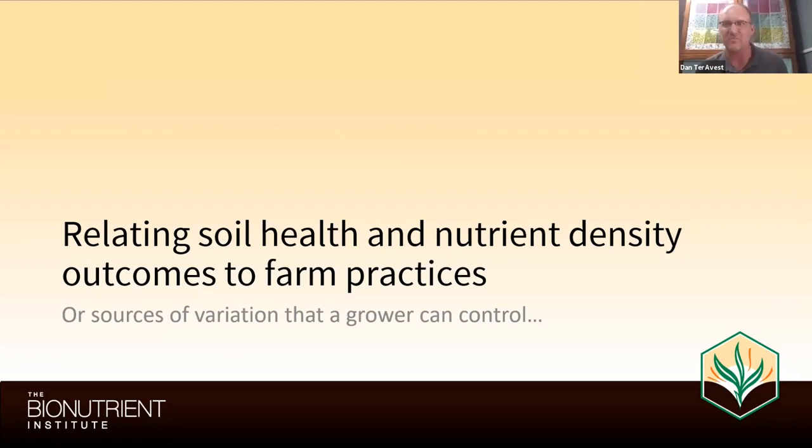The other topic that I wanted to spend some time talking about was trying to relate soil health and nutrient density outcomes to farm practices. Or you could call it sources of variation that a grower can actually control. You can't control the climate. You can adapt to it, but you can't control it. Same thing with soil type.